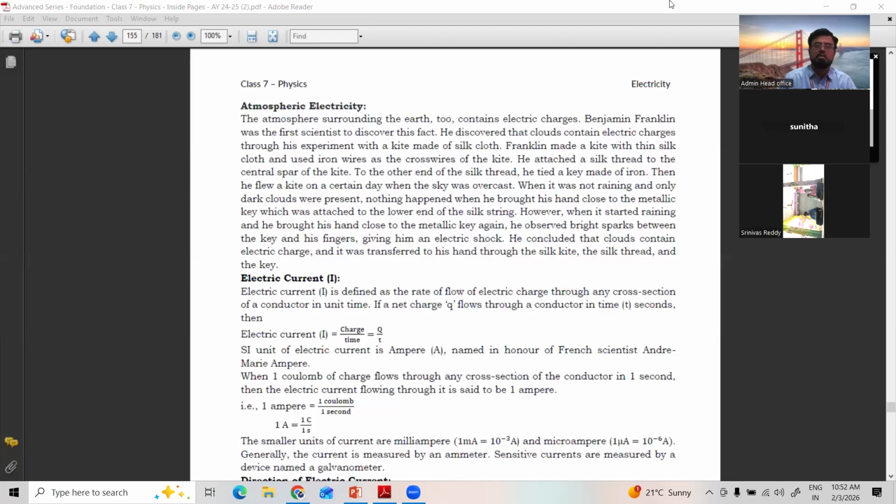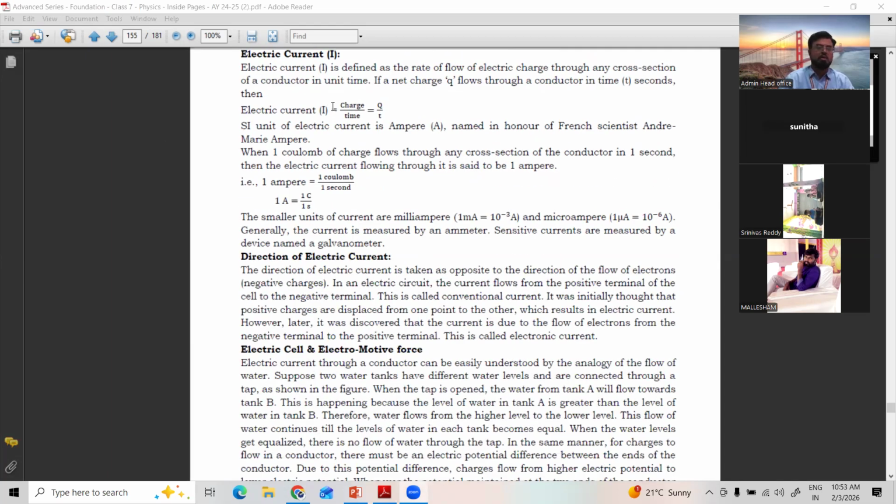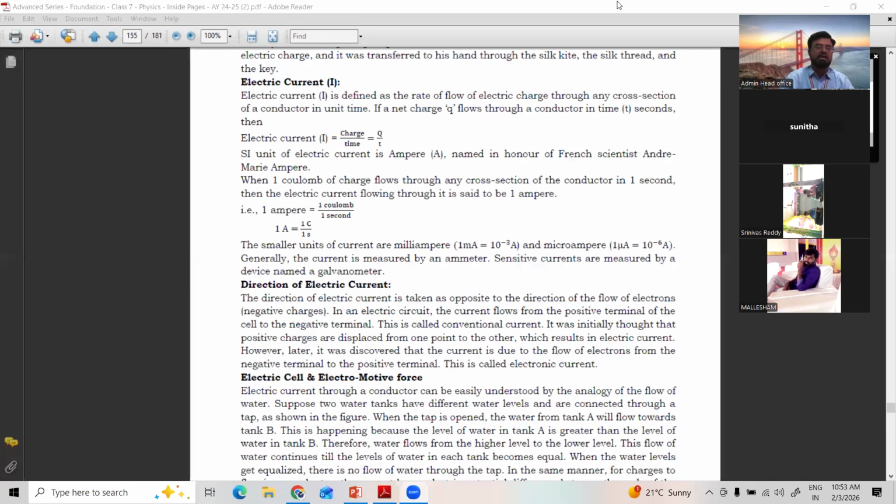Then, even in the atmosphere you can see electricity, like in thunder, which is called atmospheric electricity, which was proved by Benjamin Franklin, right? Benjamin Franklin found that there is electricity in the atmosphere also, because the atmosphere contains so many gases. Whenever thunder comes, electricity will come. Whenever you are flying a kite, from that also you can show that electricity is present in the atmosphere, by the famous scientist Benjamin Franklin.